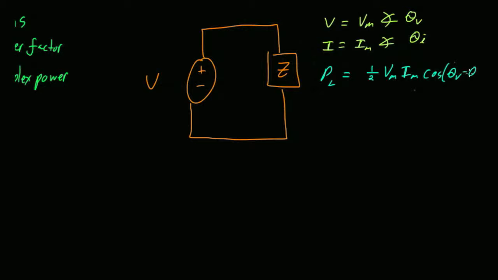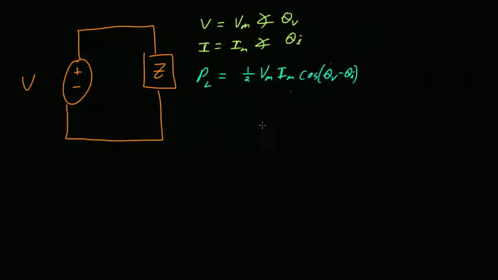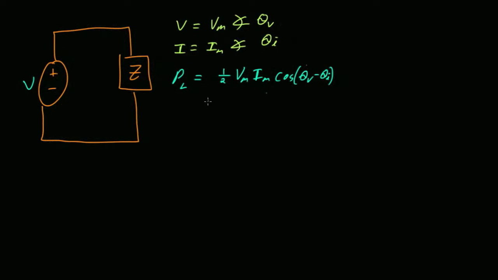Now, do you remember the whole bit with the resistors and the capacitors and whatnot? If your load has some resistors and some capacitors in there, where's the power getting burned?